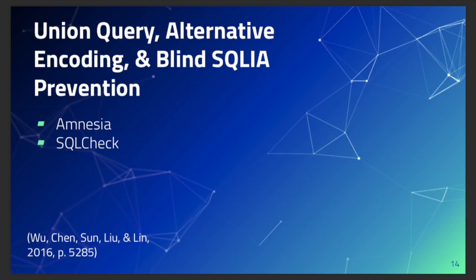Next, we will look at the remaining SQL injection attacks and discuss how to prevent them. If you remember, union, alternative encoding, and blind SQL injection attacks are a response to input checking techniques which prevent piggybacked queries and stored procedure attacks. However, while the other two attacks use defensive coding techniques to detect and prevent attacks, a good way to prevent union query, alternative encoding, and blind SQL injection is to utilize a tool like Amnesia or SQL Check.